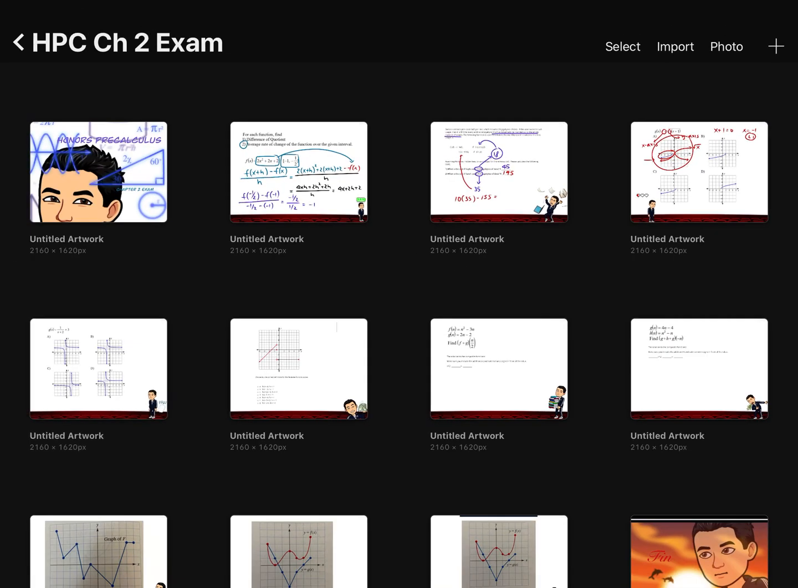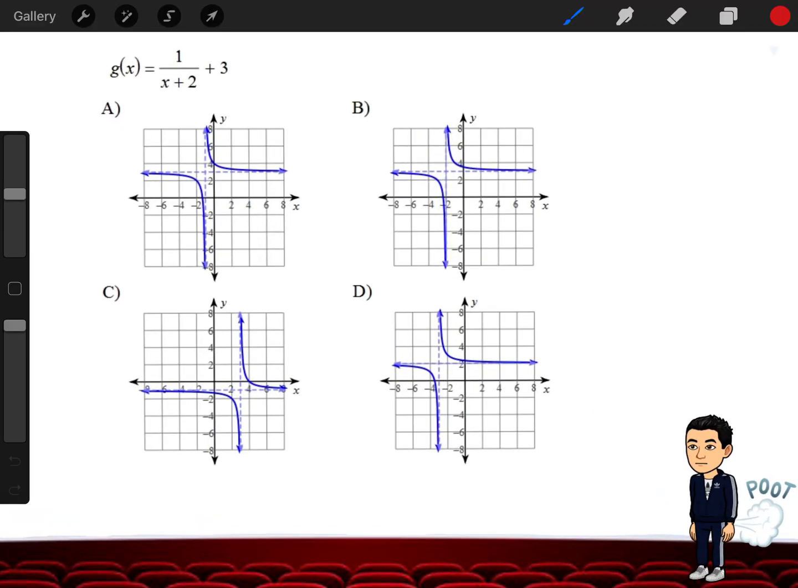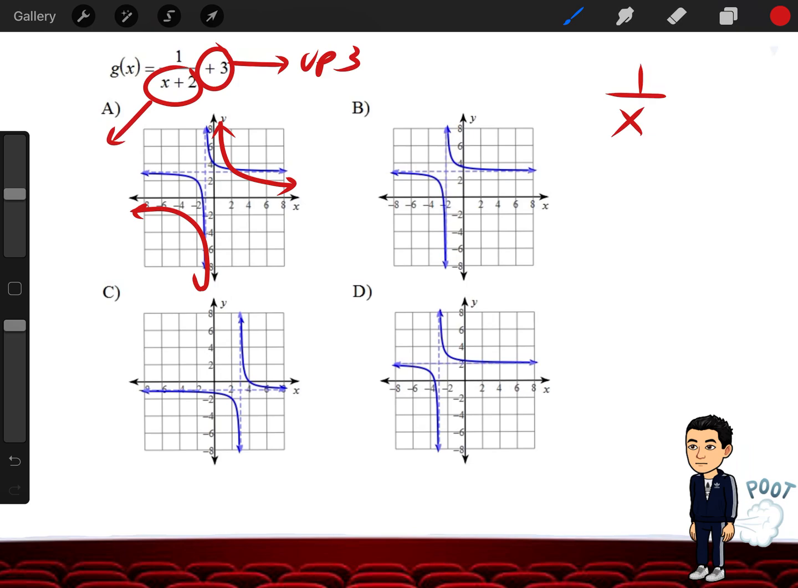So let's look at the next one. We have a rational function, 1 over x, so it's going to look like this. What's going to happen is that it's going to get moved up by 3 units, and then set x plus 2 equal to 0, so it's going to be negative 2, so it's going to be left 2 units. With that being said, you're going to have to choose letter B.